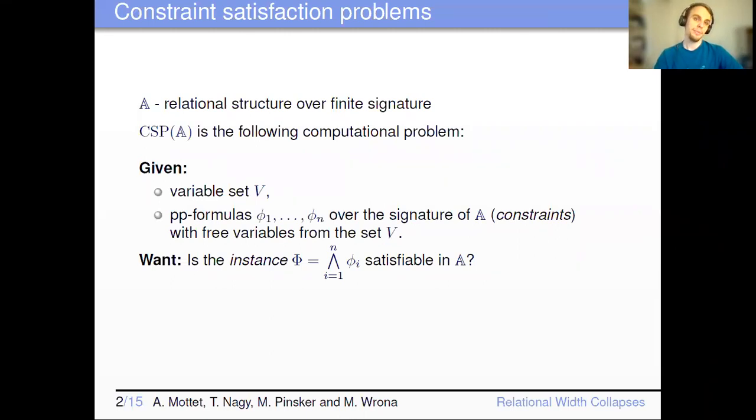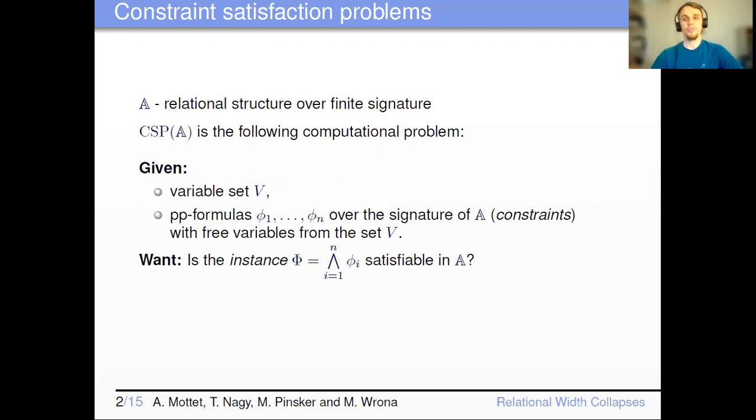We are given some variable set V, some finite set of variables, and some finite set of PP formulas over the signature of A that use free variables only from the variable set V. And PP formula here means just first order definable formula, not using universal quantifiers, disjunctions, or negations.